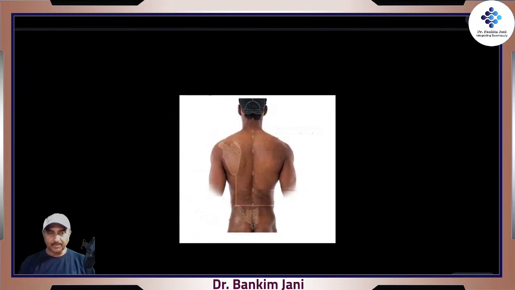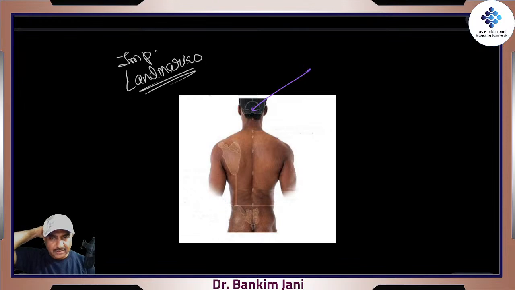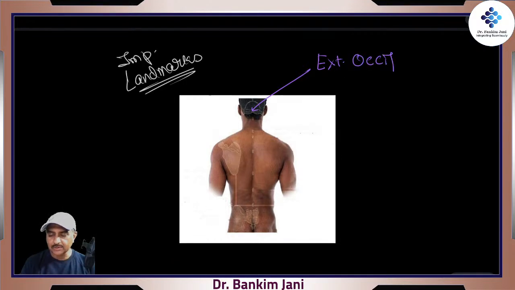So here we start with some important landmarks, right? These are the landmarks which you must know. Parallelly, you can even feel in yourself the highest point, right? Just on the skull, as you feel, that is what is called the external occipital protuberance. Protuberance means prominence, right? So that is the external occipital protuberance.